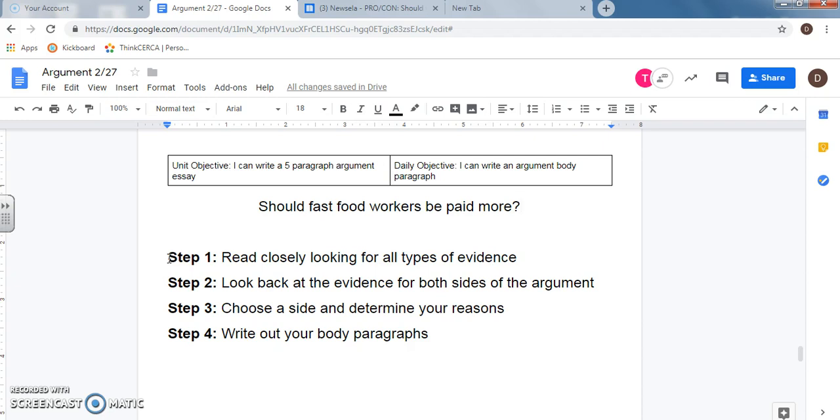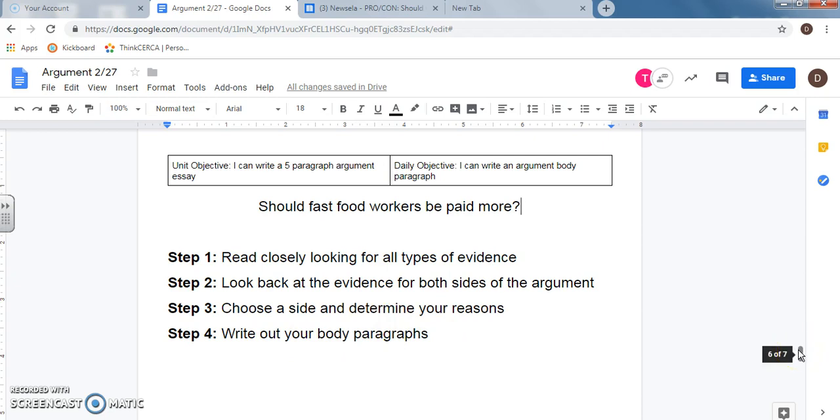So should fast food workers be paid more? Step 1, read closely, looking for all types of evidence. Okay, annotate, write on the document. Step 2, look back at your evidence for both sides of the argument. Okay, don't make a claim, take a side without looking at the evidence. Step 3, choose a side and determine your reasons. Step 4, write out your body paragraphs.